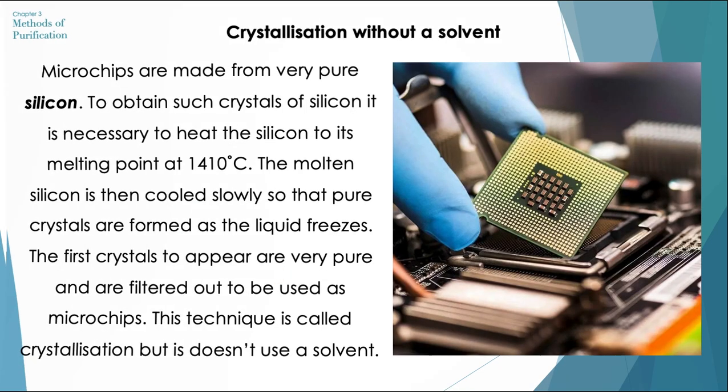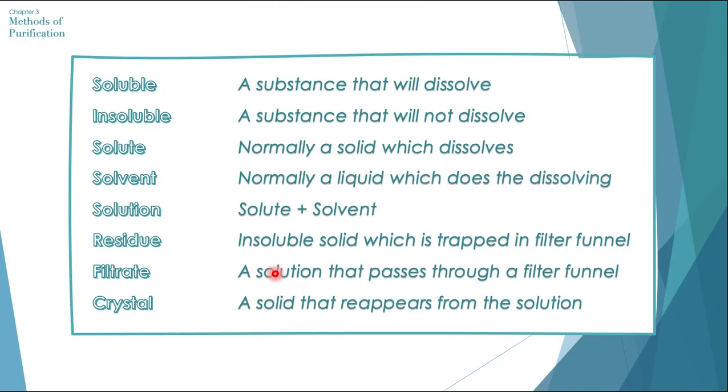So let's see the meaning of some common words that I'm saying. Soluble is a substance that will dissolve in water. Insoluble is a substance that will not dissolve in water. A solute is normally a solid which dissolves, and a solvent is normally a liquid which does the dissolving. Like water in this case is a solvent, and salt is a solute. Salt is a solid that dissolves. It gets dissolved, whereas the water is a solvent which does the dissolving.